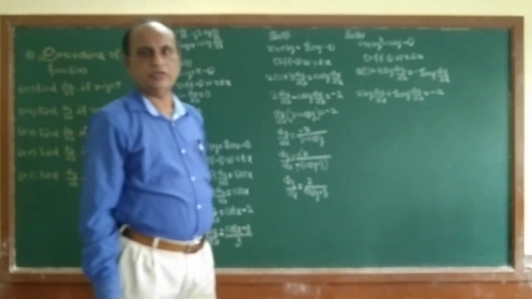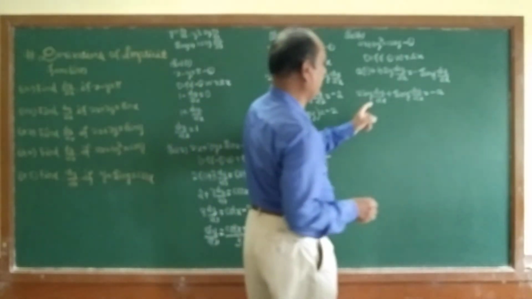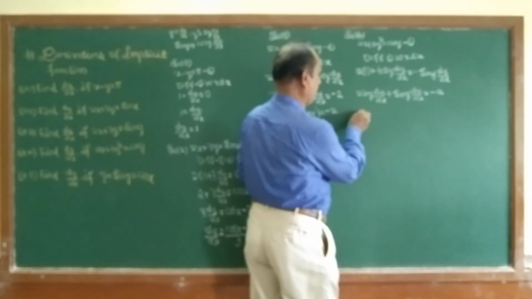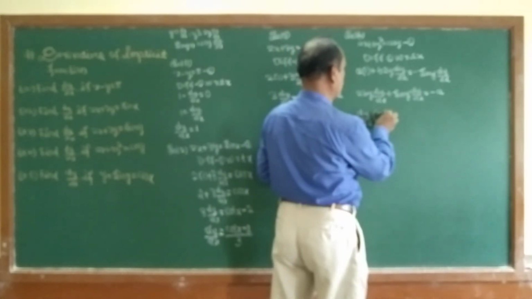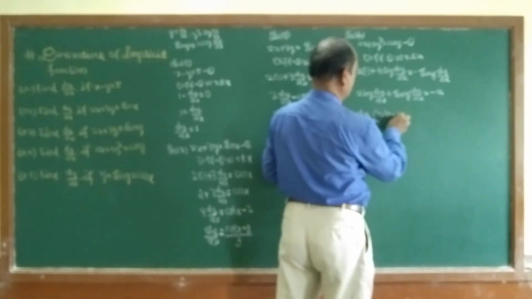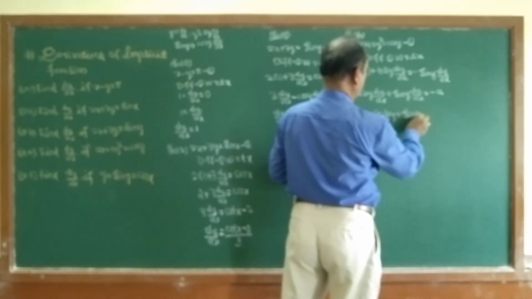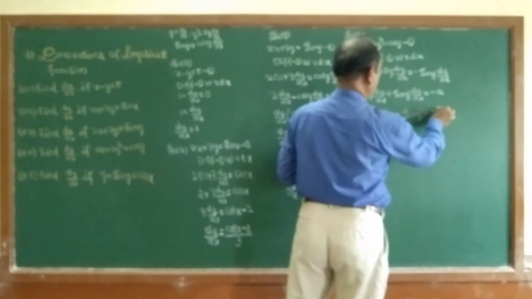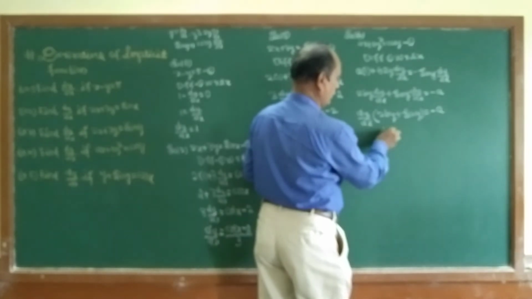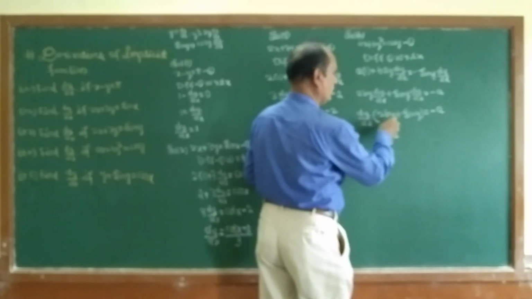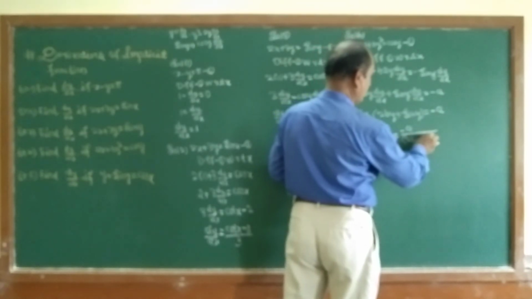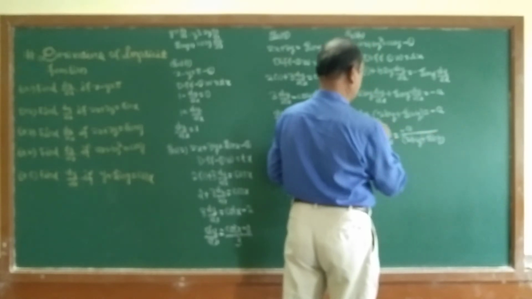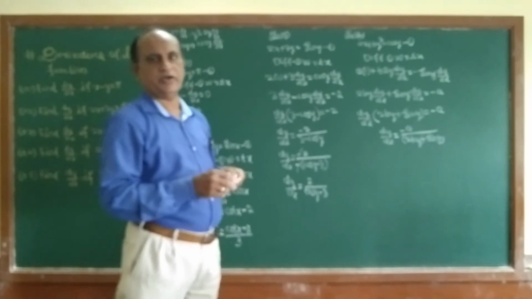In the terms with dy by dx, take dy by dx common. Taking dy by dx common, inside the bracket we have 2by, then plus sin y, is equal to minus a. Therefore dy by dx is equal to, lifting this to the other side, minus a divided by, in the denominator, 2by plus sin y.